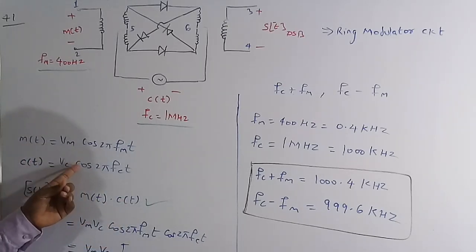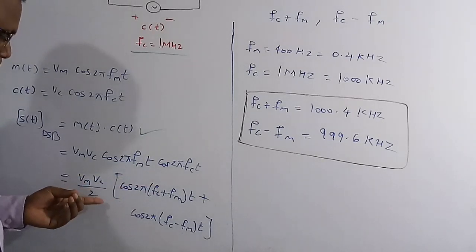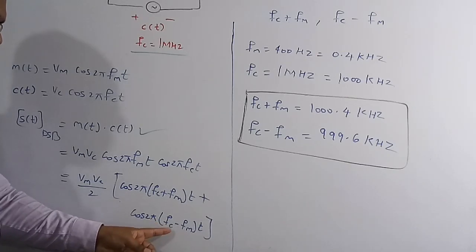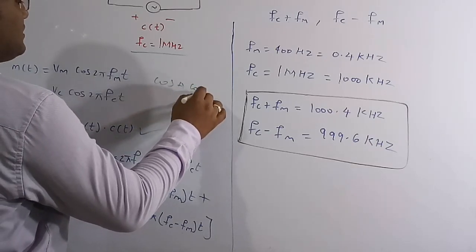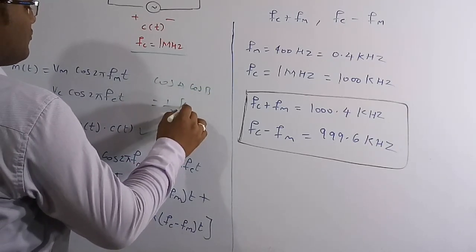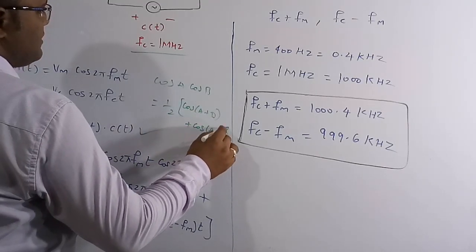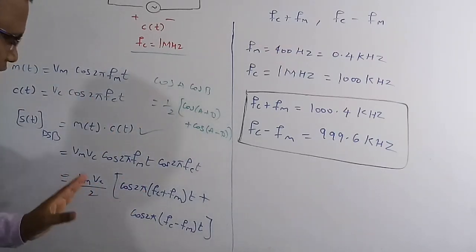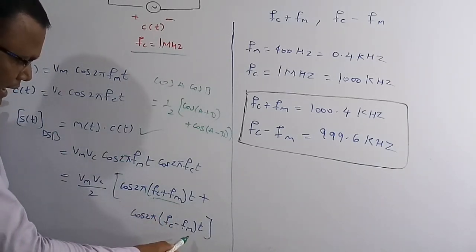If we take the product of these two equations, we get Vm Vc into cos 2 pi fm t into cos 2 pi fc t. By using basic trigonometric functions we can write this as Vm Vc by 2 times cos 2 pi (fc plus fm) t plus cos 2 pi (fc minus fm) t. The basic function here is cos A into cos B, which is half of cos of (A plus B) plus cos of (A minus B). This is the basic trigonometric equation, and from this we wrote this. Therefore, if you see carefully, S of T DSB has two frequency components, which are fc plus fm and fc minus fm.